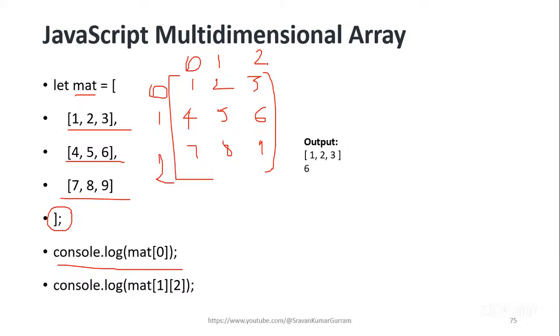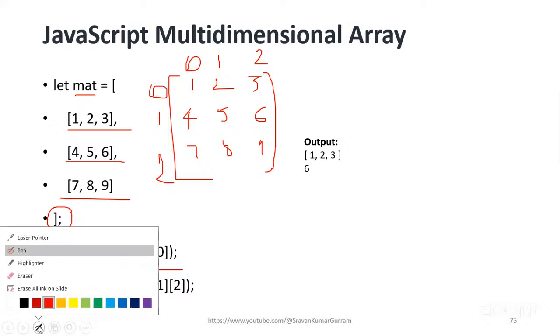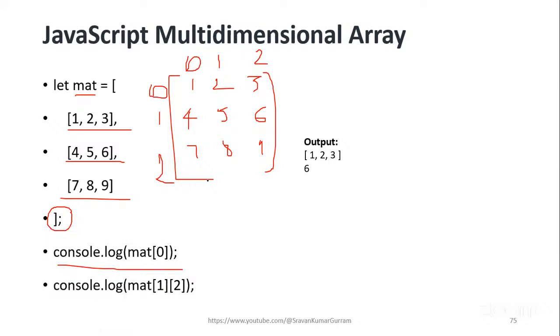Now, how to identify the first element? Suppose I want to identify this element. How to identify that? First, you must observe what the row index is: 0. What is the column index? Also 0. So what is the array name? mat. mat[0][0] indicates the first element, 1.